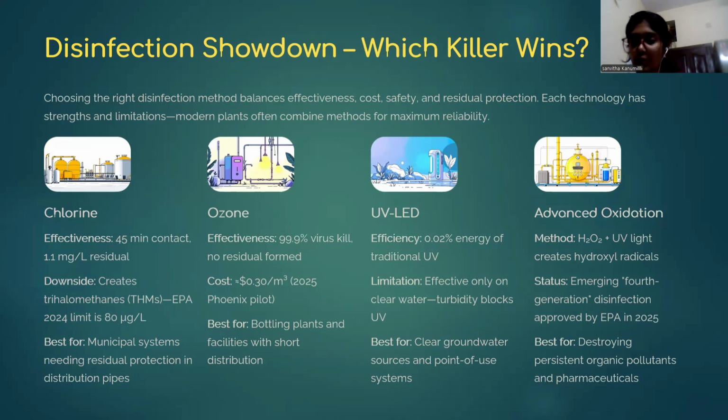And coming to advanced oxidation, the method is H2O2 plus UV light, which creates hydroxyl radicals, and status is emerging, fourth generation disinfection approved by EPA in 2025. It is best for destroying persistent organic pollutants and pharmaceuticals.